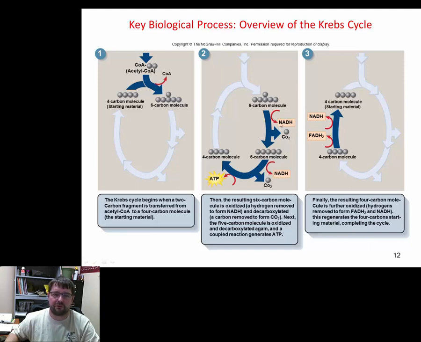Then that 6-carbon molecule is going to go through alteration to the shape. Carbon's going to leave. You're going to form a 5-carbon molecule. More carbon's going to leave, forming a 4-carbon molecule. And in the process, these electron carriers will be formed and ATP will be formed. That 4-carbon molecule is not the same 4-carbon molecule, so it has to be changed, and the shape has to be changed back to its original starting material. And in doing so, electrons are removed, hydrogen ions are removed, and you get NADH and FADH2.